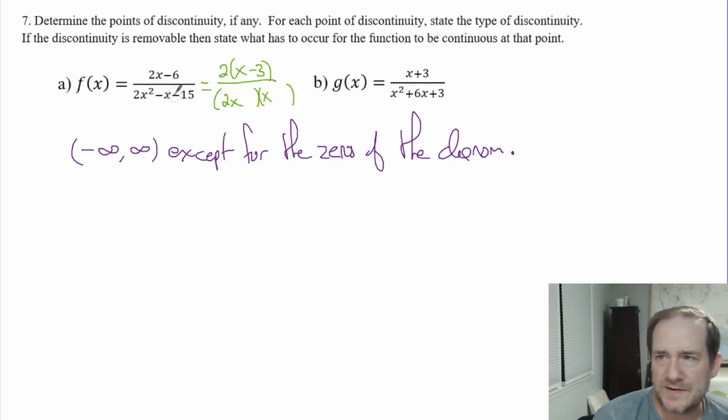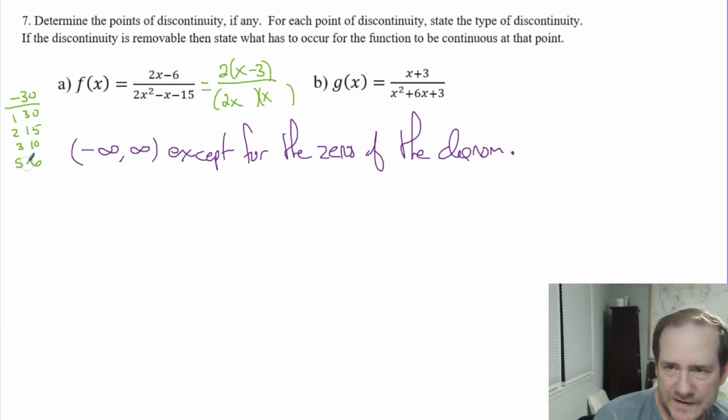Then if I multiply 2 times -15, that's a -30. And we want the factors that add up to -1. So given a 1 and a 30, or a 2 and a 15, or a 3 and a 10, or a 5 and a 6, we're going to go for the 5 and the 6. And if you want a -1, you're going to go ahead and let 6 be negative. And we're going to go with 5 times -6.